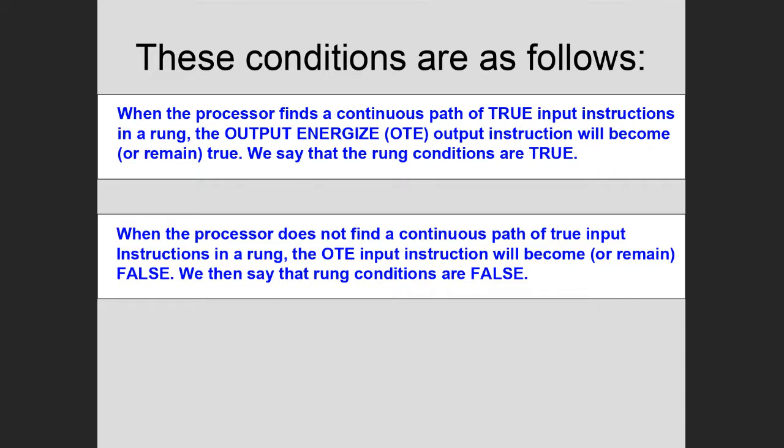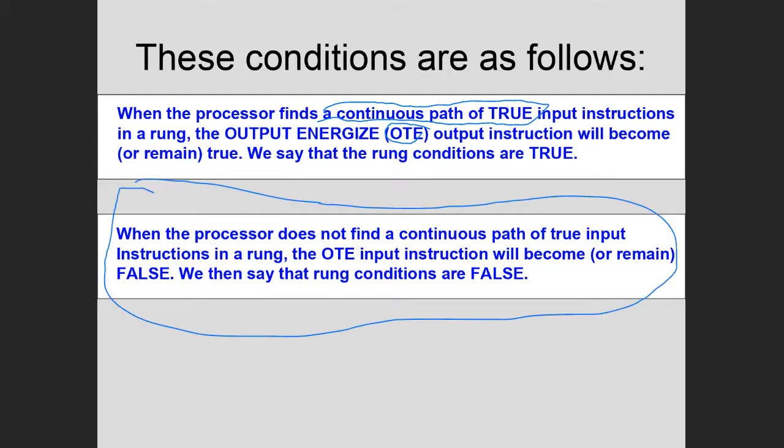So you can read this. We already kind of mentioned this, but if you find a continuous path of true, that's what we mean by logic continuity, then the output energized is true. If it finds a false rung, then the output energized will be false. You can go through and read that yourself.